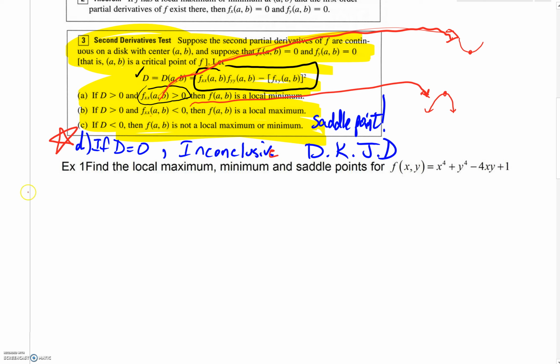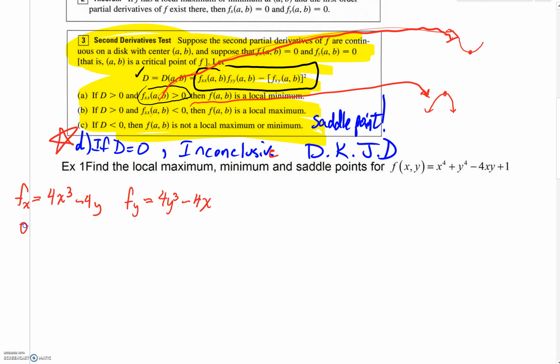Here's your f. I'm going to come over here and find f_x, the derivative with respect to x. It looks like we will have a 4x cubed minus, well, the derivative of y to the fourth is 0, minus a 4y. And likewise, let's go ahead and take a derivative with respect to y. You'll see you get something amazingly close. You'll have a 4y cubed minus, in this regard, it's going to be 4x, won't it? Because as we take this derivative with respect to y, we'll have a minus 4x. And the derivative of 1, of course, goes to 0.